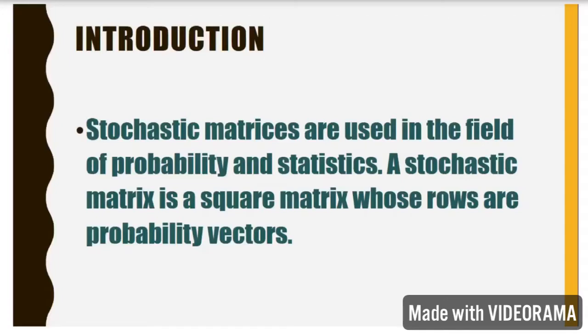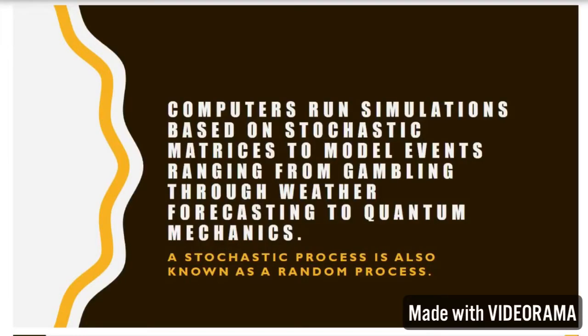Stochastic matrices are used in the field of probability and statistics. A stochastic matrix is a square matrix whose rows are probability vectors. Computers run simulations based on stochastic matrices to model events ranging from gambling through weather forecasting to quantum mechanics. A stochastic process is also known as a random process.